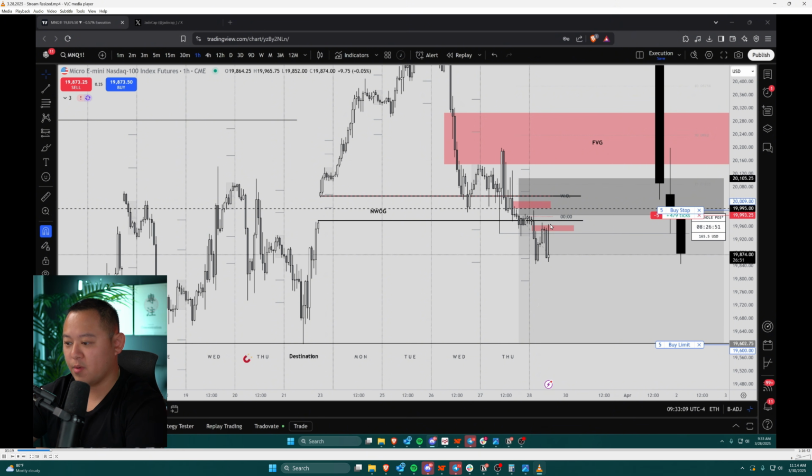So this would have been an opportunity to scale in, just based on the open and how we reacted from that hourly fair value gap. I would have moved my stop down lower, added another contract, and just left it alone.